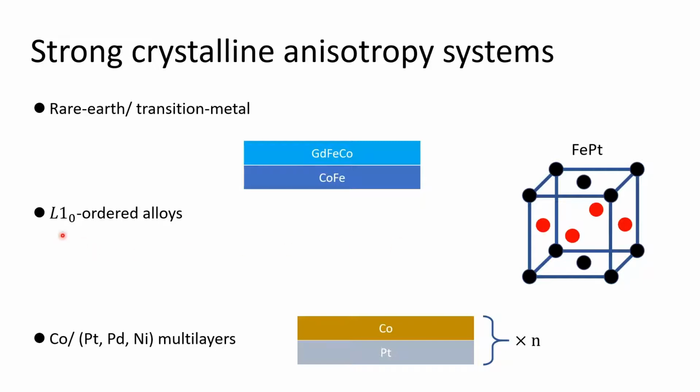In this system, we talked about this in class, like iron platinum systems. Because this crystal structure is strongly deformed along the c-axis, we can imagine that it has a higher crystal anisotropy along this direction. And rare earth transition metals and cobalt platinum multilayers have strong interfacial anisotropy. We will talk about it later.